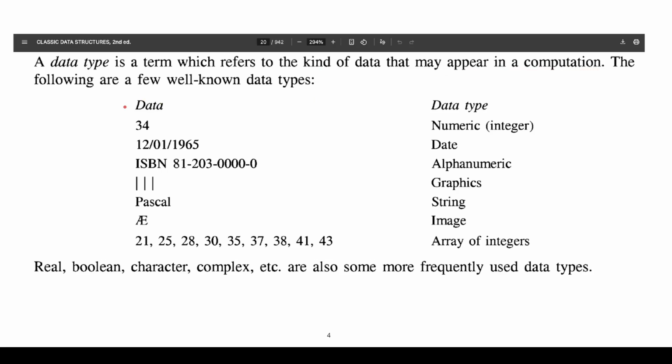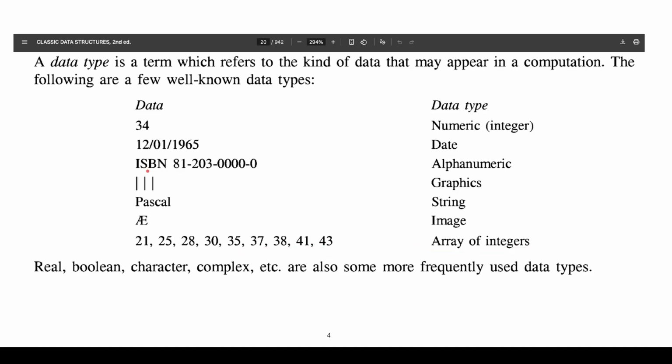You can observe here some examples, like 34. This is numeric data, a number. In specific, this is a decimal integer, right? Next, this one is the data type date. Then this is alphanumeric data, right? This is some sort of graphics. Then this is the word Pascal. It consists of characters. A collection or sequence of characters, we call a string. Then this one is called an image, right? And this comma separated list of integers, we call an array of integers.